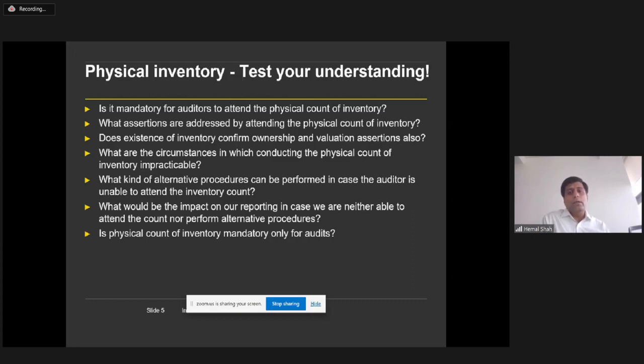Is physical count of inventory mandatory only for audit? Again, the answer would be subjective. For audit, definitely it is compulsory. But even for limited review, at times, if there is significant movement, or if it raises a doubt in the auditor's mind that something is unusual, because of the volume of the inventory or because of the cycle in the industry, it is not necessary that the auditor will have to do physical verification only in case of audit. In case of limited review also, in those cases, the auditor will have to perform physical count.